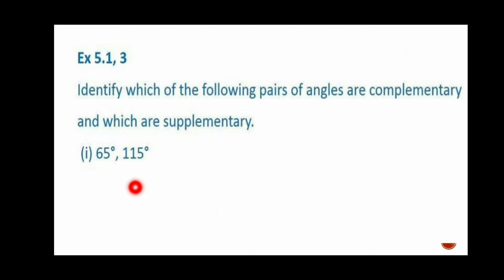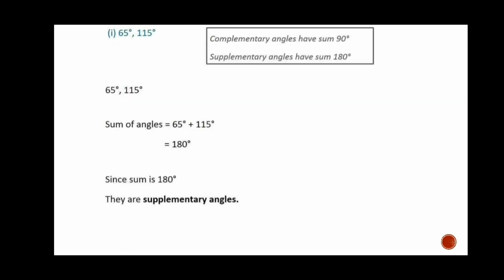So children, you know that when the sum of the measure of two angles is 90 degree, they are complementary, and when the sum of the measure of two angles is 180 degree, they are supplementary. So let's see what these angles measure come. As I told, complementary angles have sum 90 degree and supplementary angles have sum 180 degree.